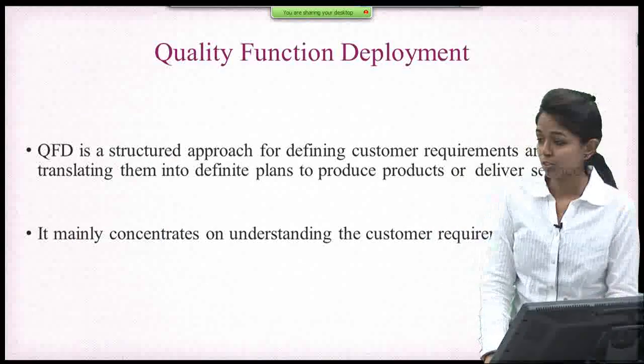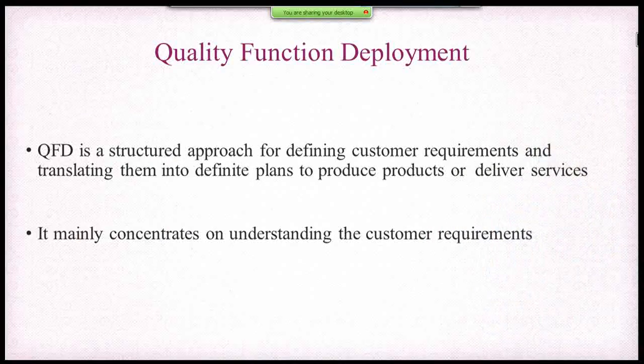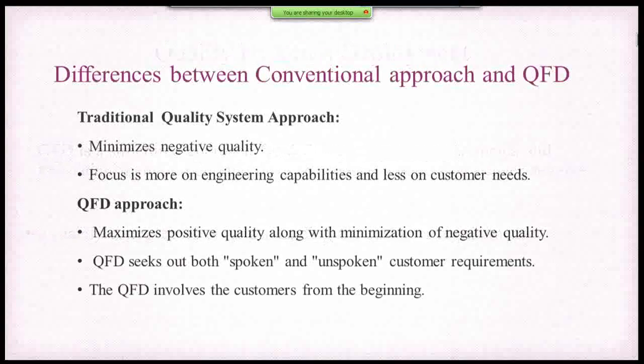First, before we go into quality function deployment, I would like to explain the basic definition of quality. Quality is nothing but the degree of customer satisfaction. So, in order to incorporate quality into a product, we use quality function deployment. This is a structured approach wherein all the customer requirements are given and translated into specific technical requirements which are incorporated into the product. Quality function deployment mainly concentrates on understanding the customer requirements.